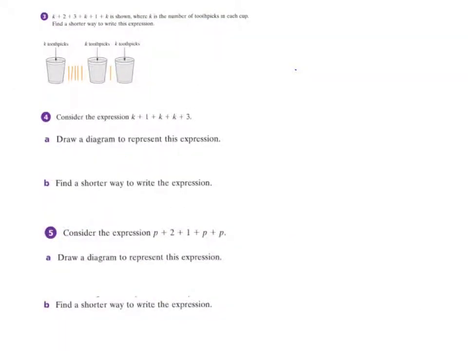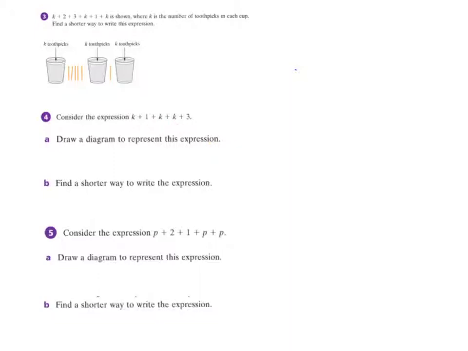Okay, well these ones are pretty straightforward as well. If you think about this, this has got k plus 2 plus 2 plus 1, plus k plus 1 plus k. This time, instead of m, we're using the letter k. So it's exactly the same as what we've done before, except we're using the letter k instead of the letter m. Don't let the letter confuse you. We're just using a different letter. So you would do exactly the same.